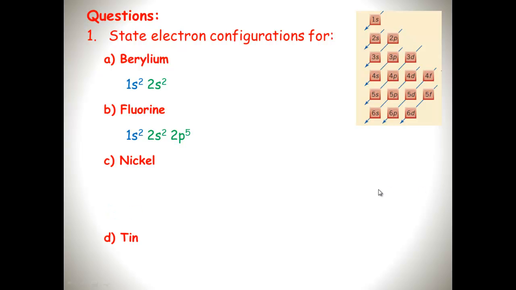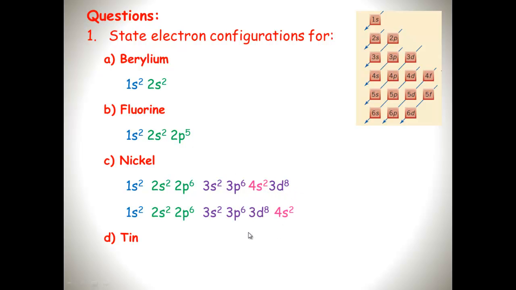Okay, so nickel: 1s2, 2s2, 2p6, 3s2, 3p6, 4s2 and 3d8. Now remember, to put it correctly, you have to put the shells together. So here I've just moved the 3d so all the 3s are together, and there's 4s2. But it's the 3d subshell that is the last to be filled.